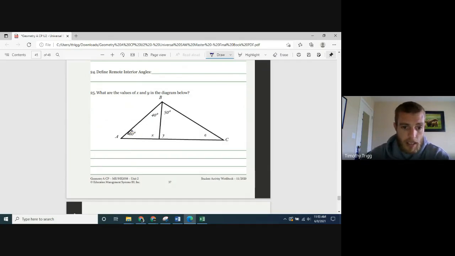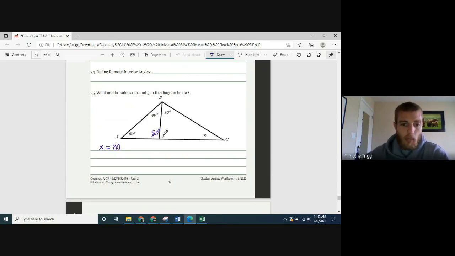So 60 plus 40, well, that's 100. So what does x have to be? Well, x would have to be 80. Okay, so that these three angles together add up to 180. So now we know from that x is 80 degrees.